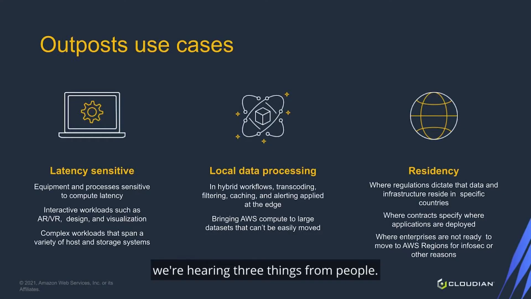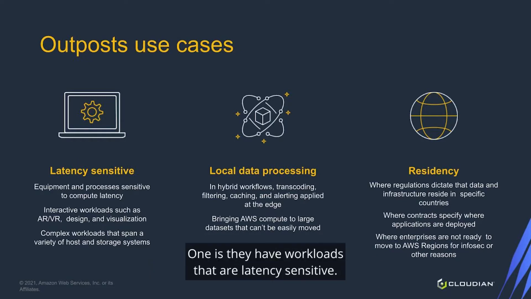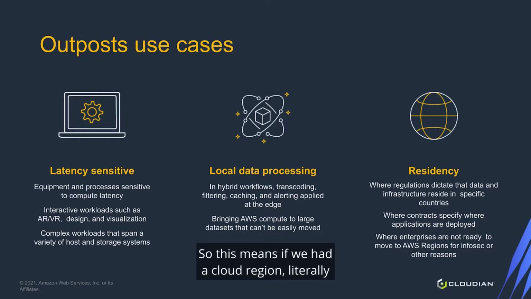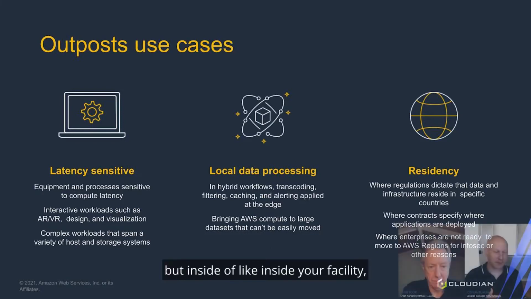At a broad level, we're hearing three things from people. One is they have workloads that are latency sensitive. So this means if we had a cloud region literally everywhere, and in some cases not just in major cities, but inside your facility, if AWS could do that, we could achieve the latency people wanted and you wouldn't need an Outpost.